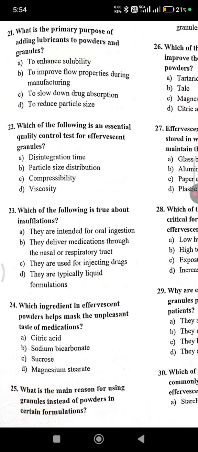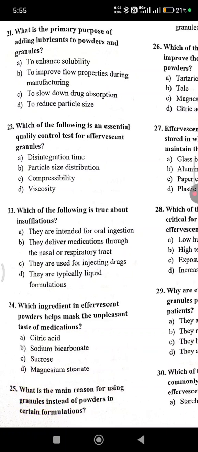Let's go to question number 24. Which ingredient in effervescent powders helps mask the unpleasant taste of medicines? Option A, citric acid. Option B, sodium bicarbonate. Option C, sucrose. Option D, magnesium. Option C, sucrose, is the right answer.